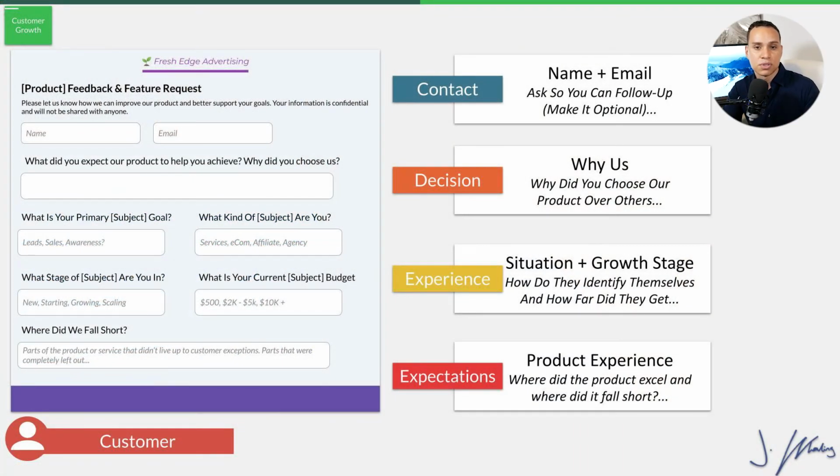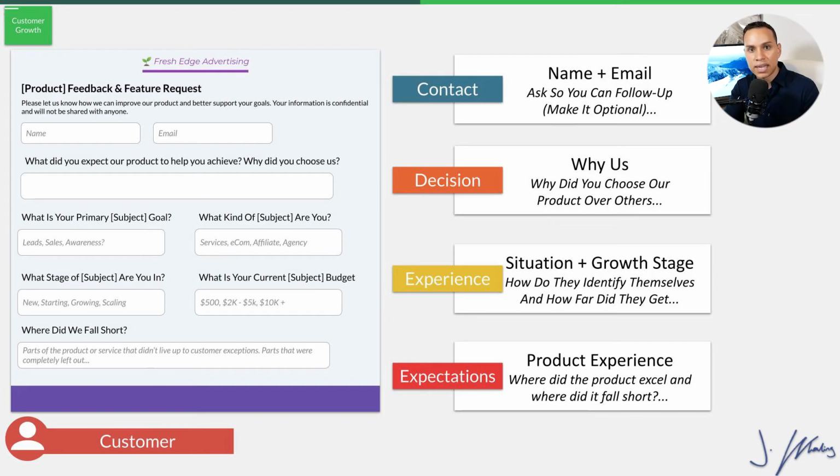And so here's a simple survey you can send out to your customers to try and get some insights as to why they specifically bought from you versus all the other offers out there. First, of course, you want their name and email, because you'll most likely be using Google Forms for this. And you're going to essentially just ask them, what did you expect our product to help you achieve, and why did you choose us? And then ask them a little bit about their goals and their budget, and of course their experience.